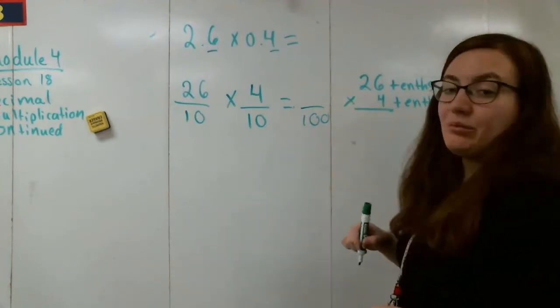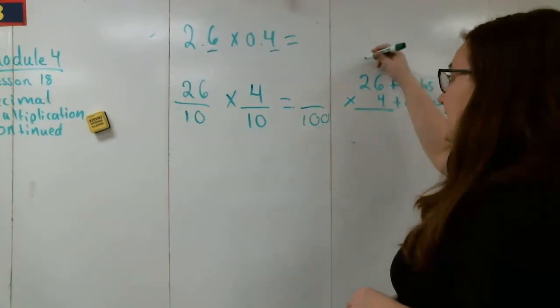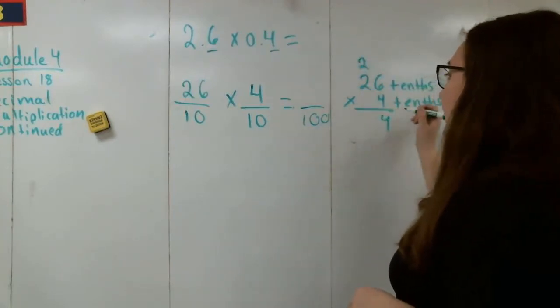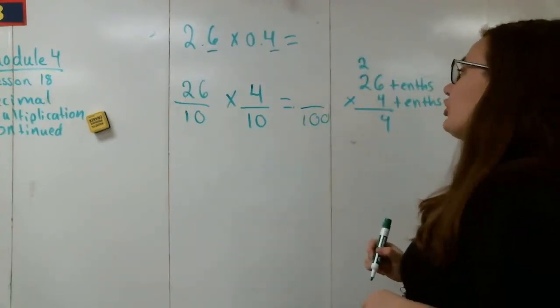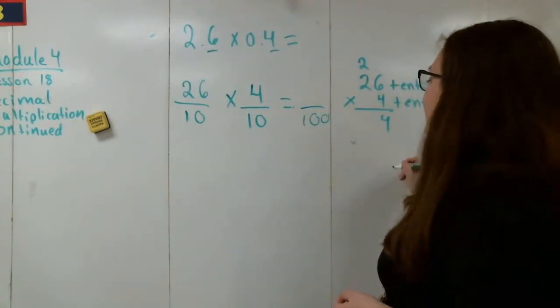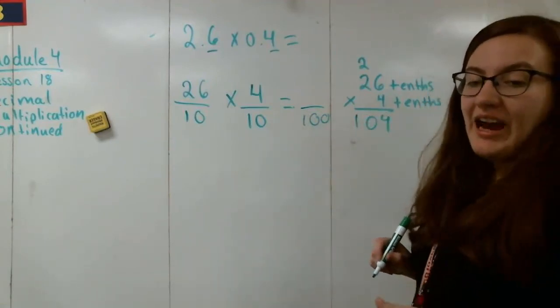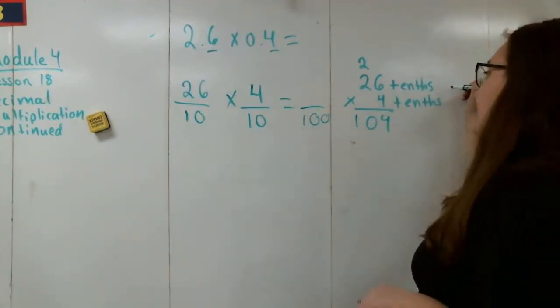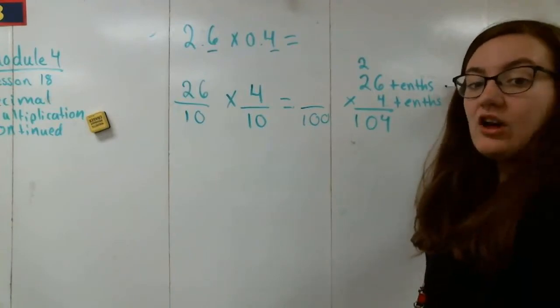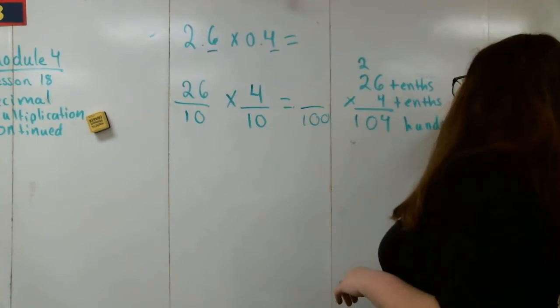And now I can multiply these two numbers together. So we do 4 times 6, which is 24. And then 4 times 2, which is 8. And 8 plus 2 gives me 10. So it looks like I have 104, but remember we had to multiply our units as well. So we have tenths times tenths, which gives me hundredths.